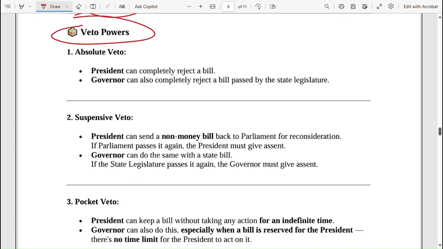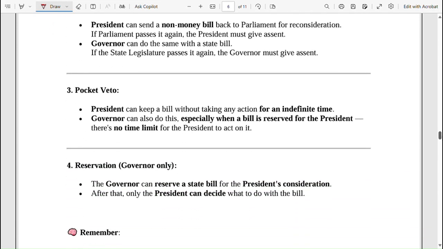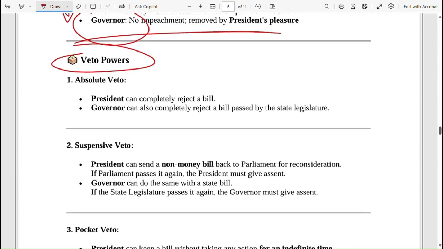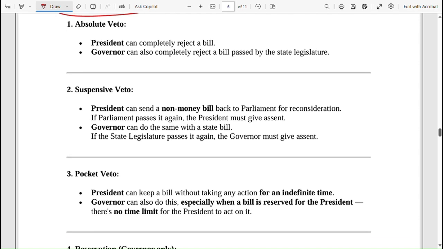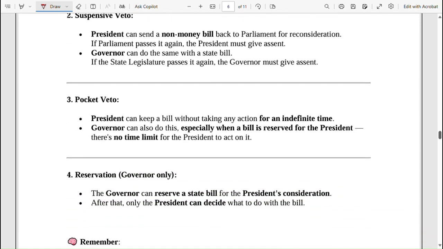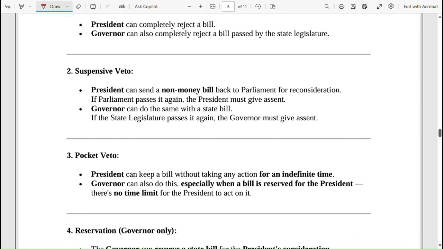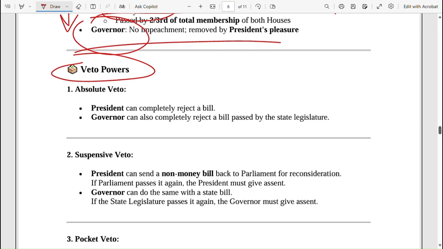Now coming to veto powers. So what are veto powers? So there are how many veto powers? There are total four veto powers. The first one is absolute, second suspensive, third pocket, and fourth is reservation.